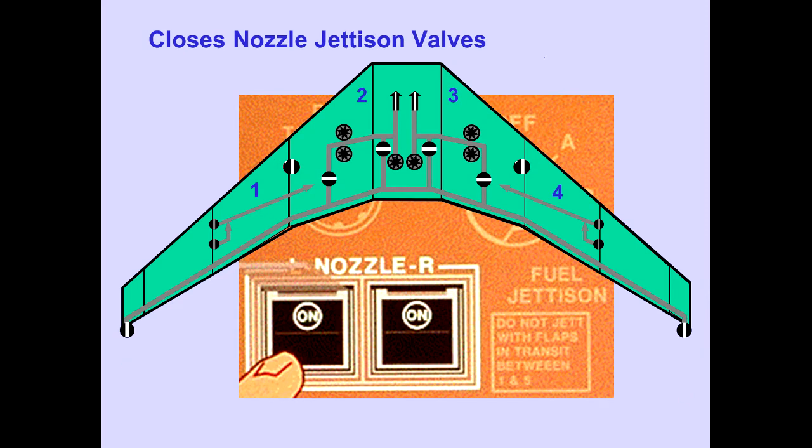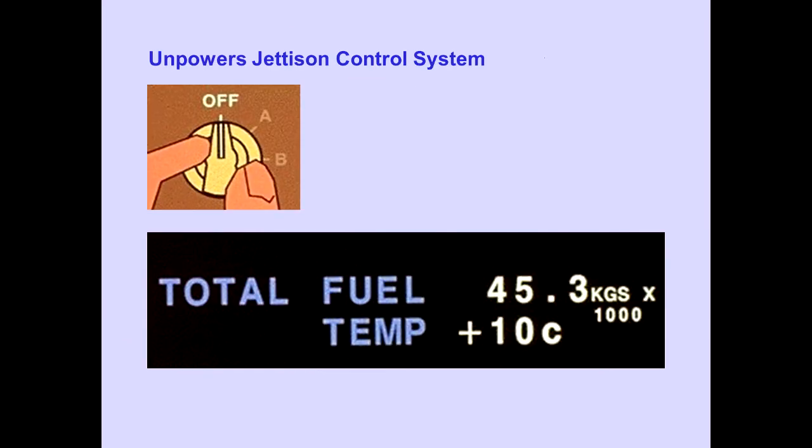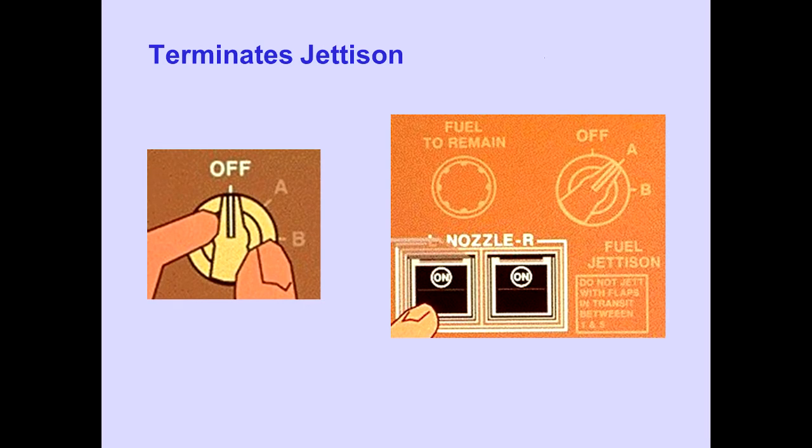Pushing the guarded jettison nozzle switches off closes the jettison nozzle valves. Rotating the fuel jettison control selector off unpowers the jettison control system and removes the fuel to remain display. Fuel jettison can be terminated at any time by rotating the fuel jettison control selector off and by pushing the fuel jettison nozzle switches off.